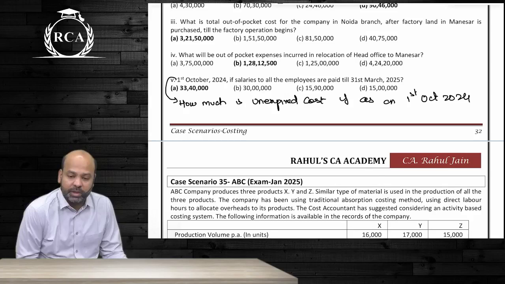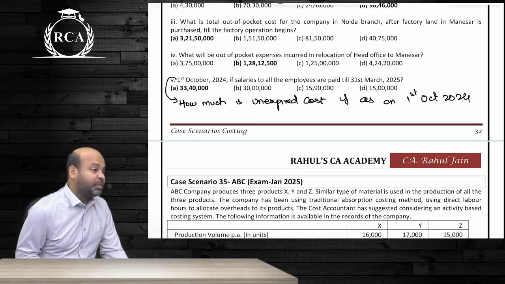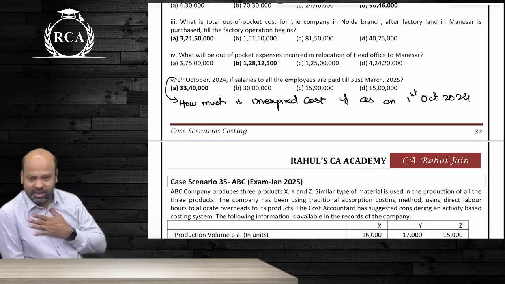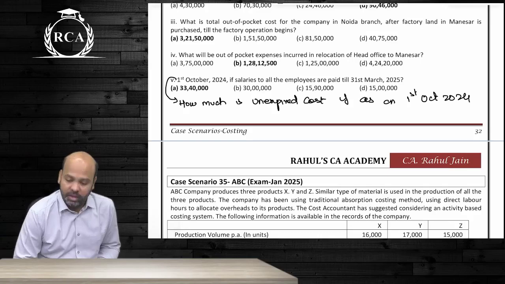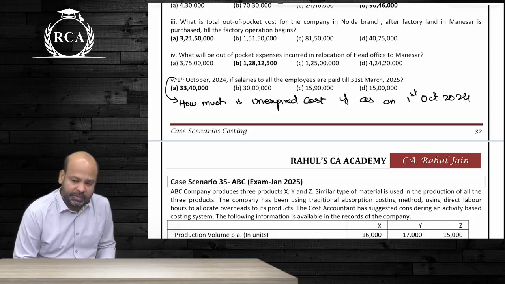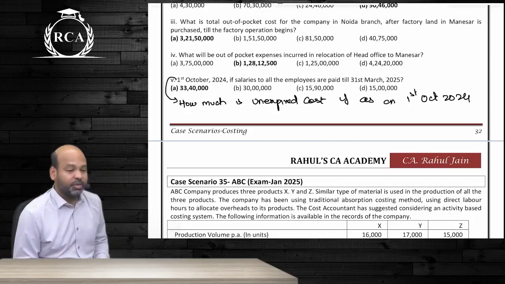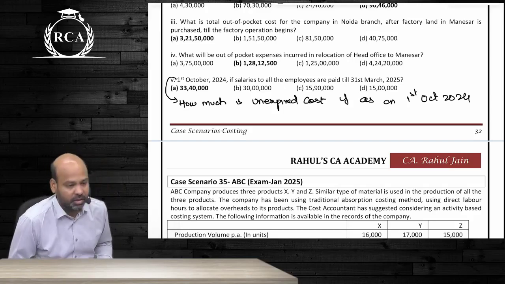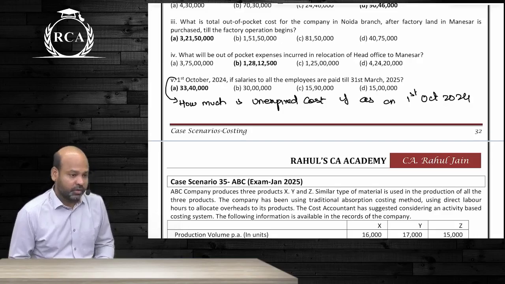Do you know the meaning of unexpired cost? It was in Foundation too, taught in the depreciation chapter: expired cost and unexpired cost. Expired cost is the cost in respect of which benefits have already been availed. Unexpired cost is the cost in respect of which benefits are yet to be availed. So advance salaries is unexpired cost.